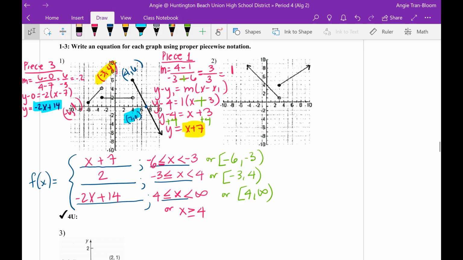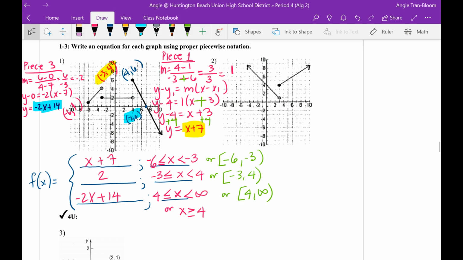If there's a closed dot at 4, that means x is starting at 4. And then there's 5, there's 6, there's 7, right? So you can write that 2 ways. You can say x is in between positive 4 and infinity, or Mark said that's technically just x is greater than or equal to 4. Did I answer that?